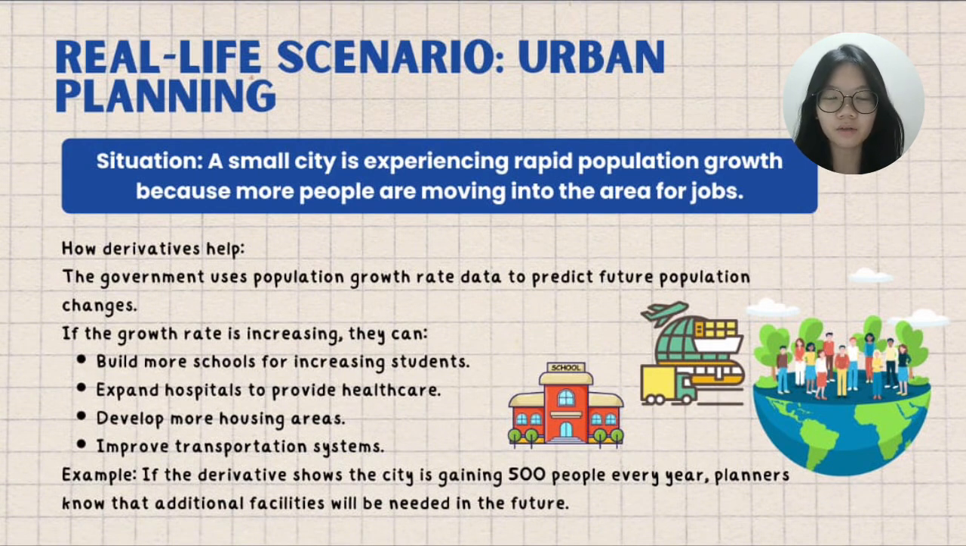By finding the derivative of a population function, we can determine the population growth rate, which shows how many people are being added or reduced over a certain period of time. For example, if the derivative shows that a city's population is increasing at a rate of 500 people per year, this information can help the government predict future population needs. With this prediction, authorities can prepare important facilities such as new housing areas, schools, hospitals, and transportation systems to support the growing population. Therefore, derivatives play an important role in urban planning because they allow decision makers to understand population trends and make better plans for the future.